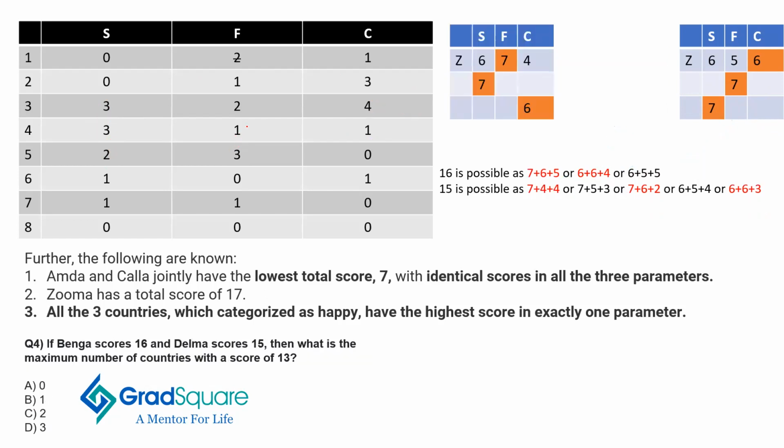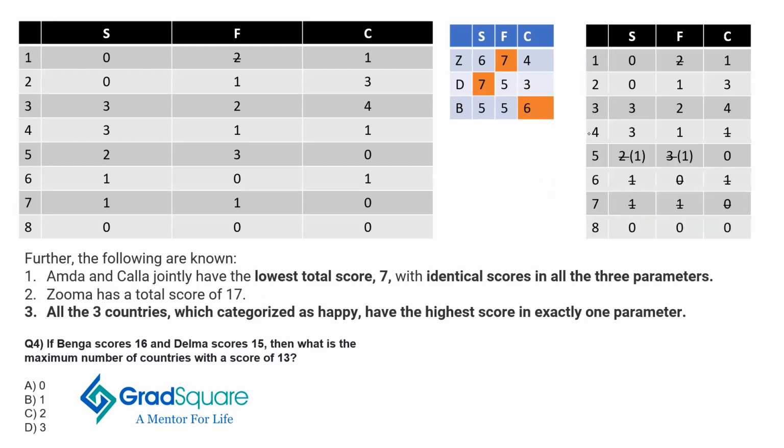So the last question in this: if Benga scores 16 and Delma scores 15, then what is the maximum number of countries with a score of 13? Now 16 is possible only in this way, 655, because we already said 765 and 664 are not possible. So we come to know that 16 is only possible in this particular case, where 16 can only come here, because in this case it's not possible at all. So which means 655 comes here, 753 is the only possibility, because 762 is not possible, and 744 is now not possible because 2 4s cannot come here, isn't it? So this is the only possibility.